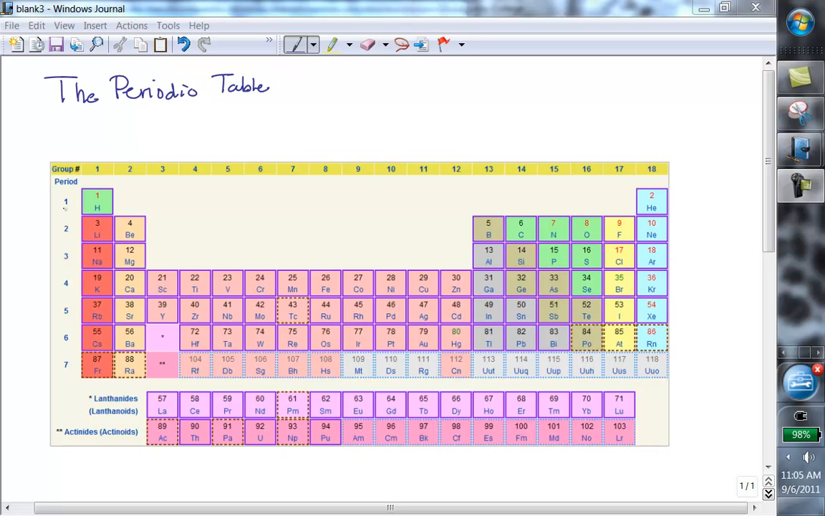Getting familiar with the periodic table, you will notice that there are groups and periods on the periodic table. The groups are the vertical columns, and today you will see that they are usually numbered 1 through 18, although there is an older numbering system that is actually pretty useful. It uses Roman numerals, and we have group 1A through group 8A, skipping the elements in the middle.